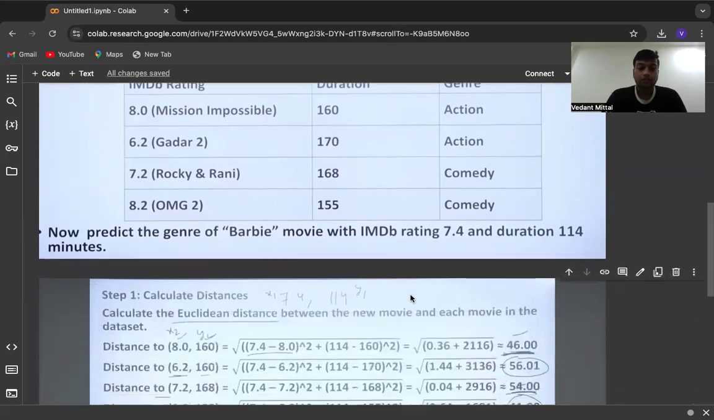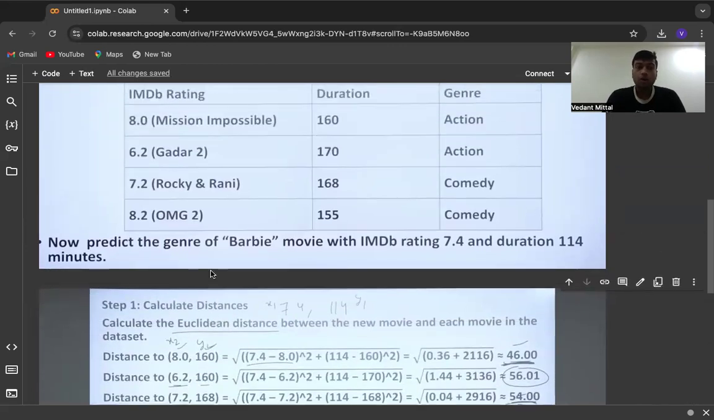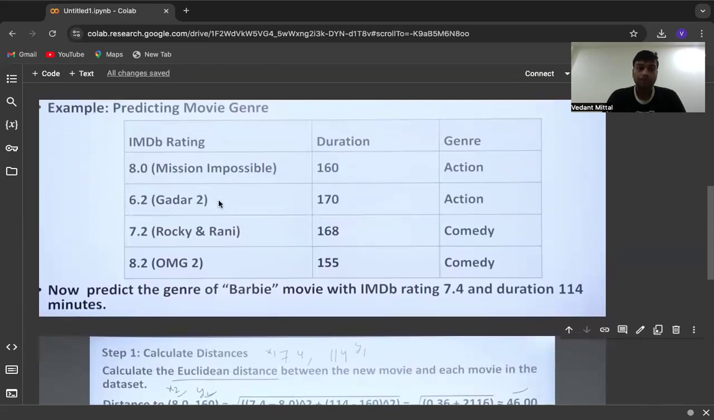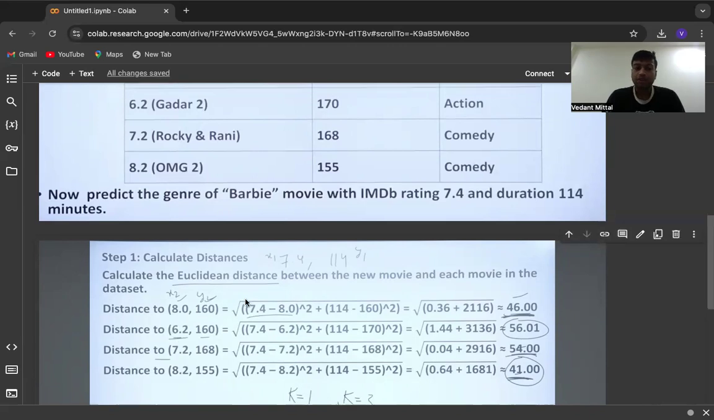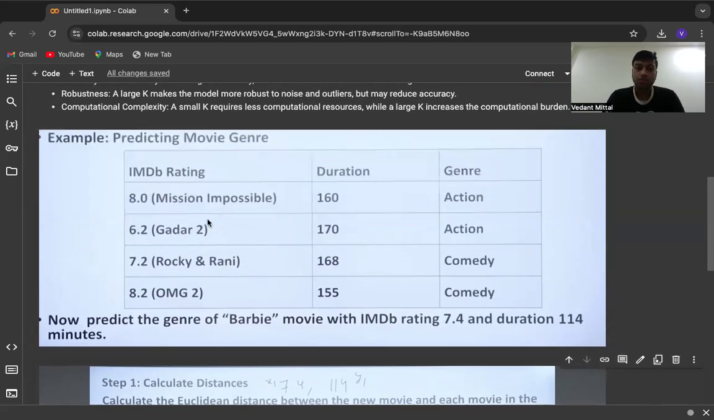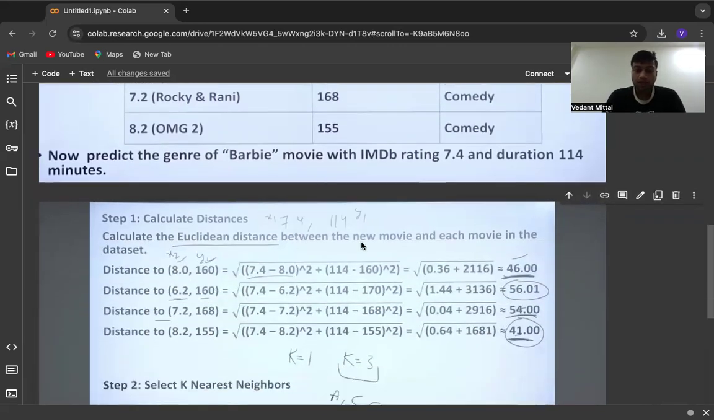So first, we'll calculate the distance of all these data points from the Barbie one. We'll be calculating the Euclidean distance between the new movie and each movie in the data set. So the distance of Barbie to the movie with 8 IMDb rating and 160 duration. Basically, we are calculating the distance of Mission Impossible from Barbie. As you can see, the formula is the square root of (x2 minus x1) whole squared plus (y2 minus y1) whole squared.